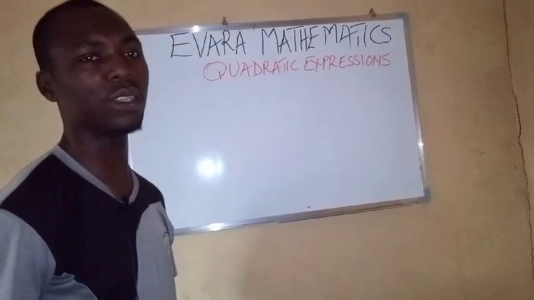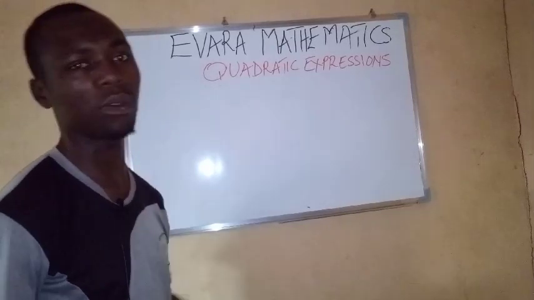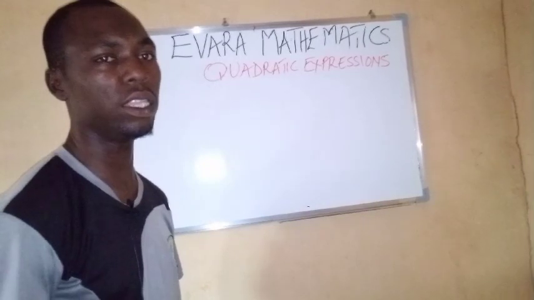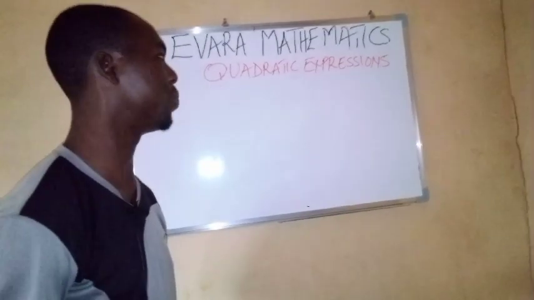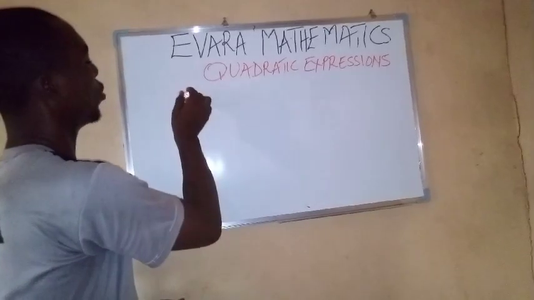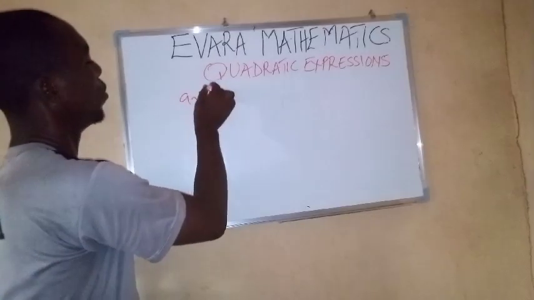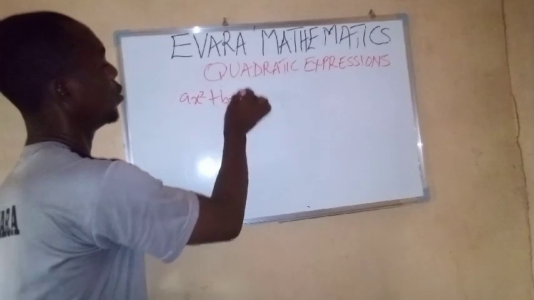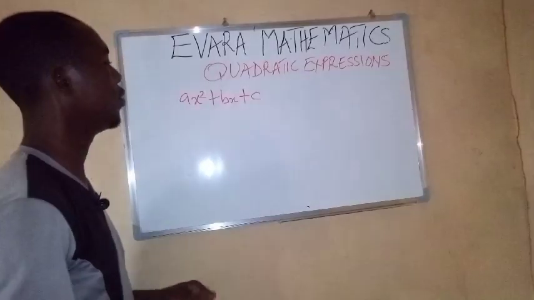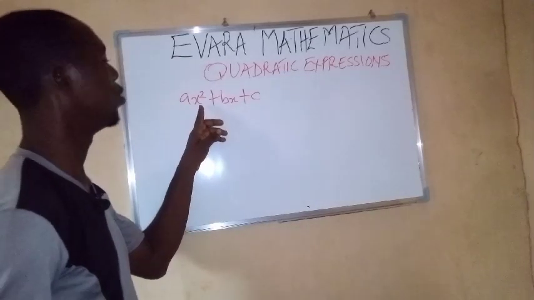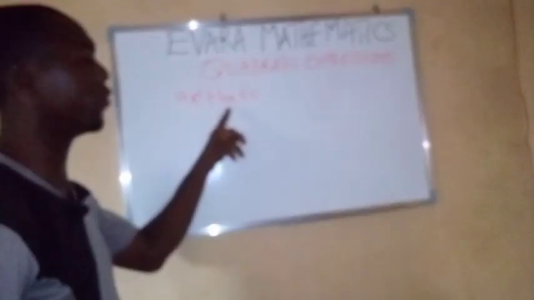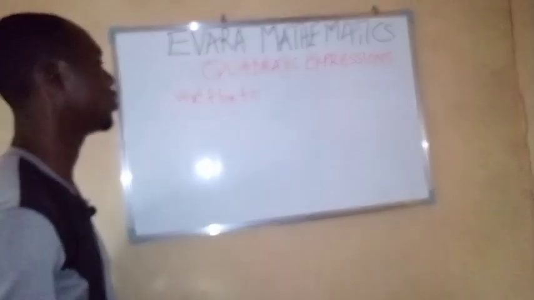Today we want to look at another topic: quadratic expressions, and how to factorize any given quadratic expression. Quadratic expressions are expressions in the form ax squared plus bx plus c. That is, you have a variable which is squared, and then you have some coefficients which are constants.